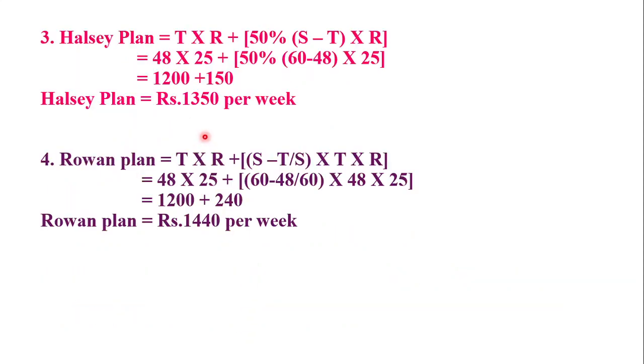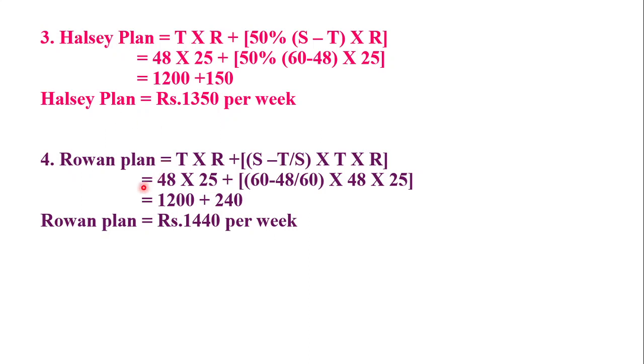Now the Halsey plan and Rowan plan also, we need to calculate the wages. Halsey plan, the formula is T into R plus 50% of S minus T into R. Time taken 48 hours, rate per hour 25, 50% of standard time 60 minus time taken 48 into rate per hour 25. So we will get rupees 1350 per week as wage under the Halsey plan.